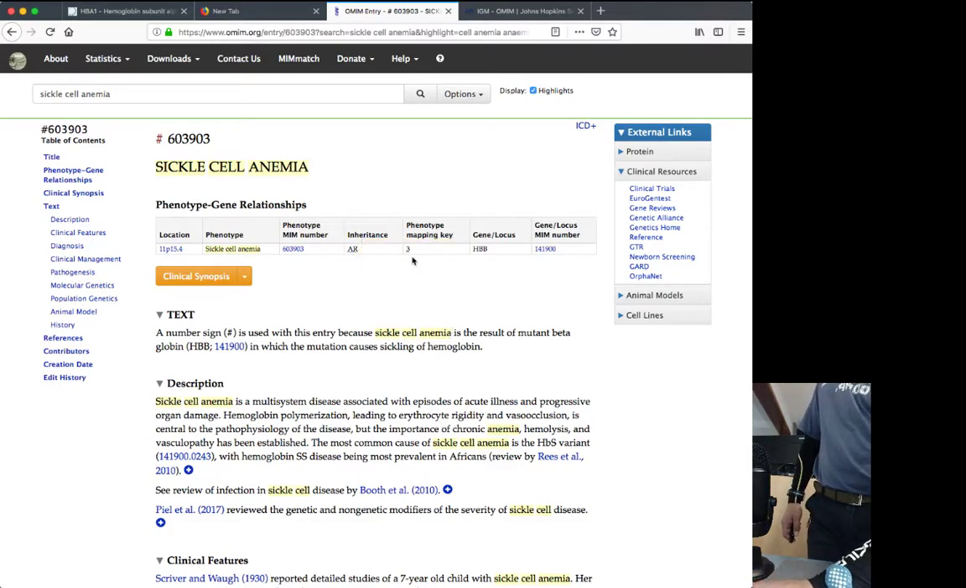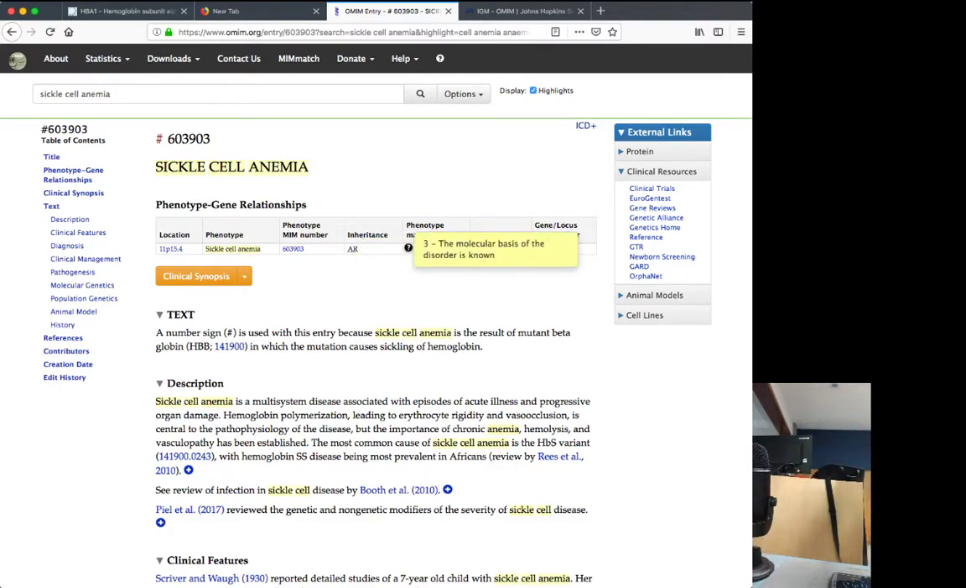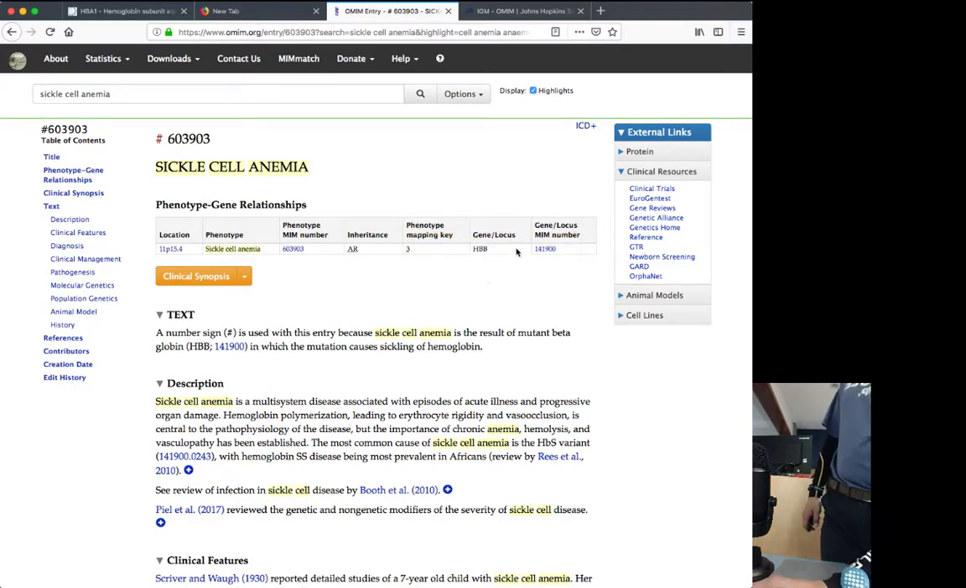Phenotype mapping key. This is useful also within the database, to remember the correlation of this hashtag: the molecular basis of the disorder is known. And the gene locus, specifically not the cytogenetic location, but the gene location in terms of the sequence. Where does it start and where does it end? In the text, it's actually pretty self-explanatory.